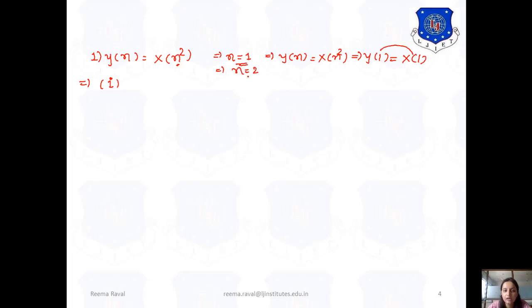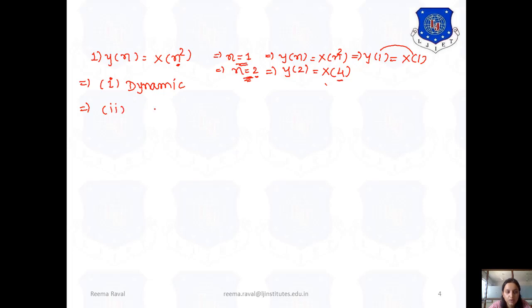Now let us consider n equals 2, second instant. For that y of 2 will be equal to x of 2 square, that means x of 4. So as you can see, if I take the n equals 2 instant, the output function will give me x of 4, that is the future value. That means it is not giving the value of x of 2, the same instant that I have taken. So it depends on the future events. That's why the system is called a dynamic system. So this is not a static system because the function is like this, it will give us future values. So this is a dynamic system.